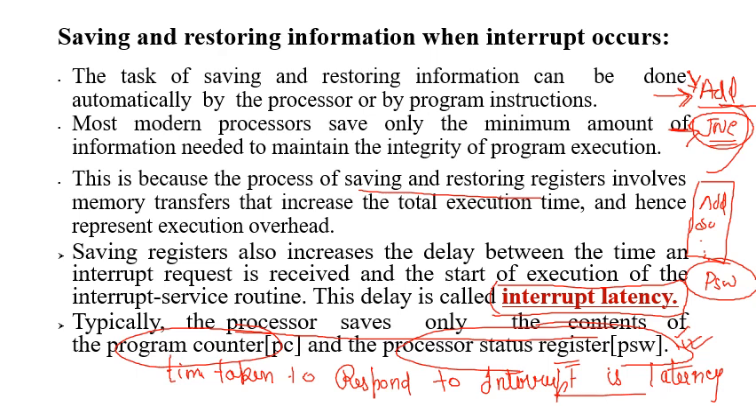So we need to store this program status word so that it will be used when the next instruction in the main program is executed. This is why we need to store the program status word along with the program counter. A program counter will hold the address of this particular instruction. These are the two critical pieces of data that are required in most modern processors.